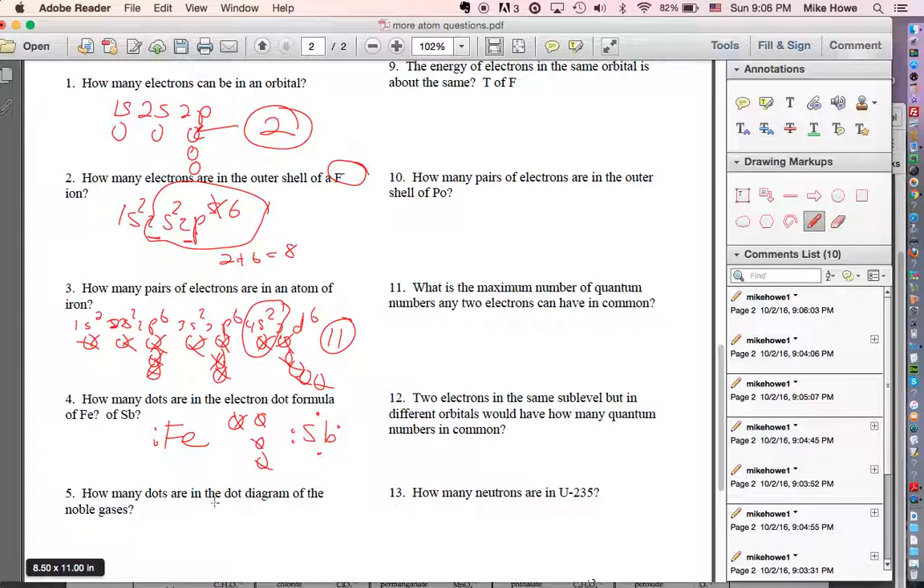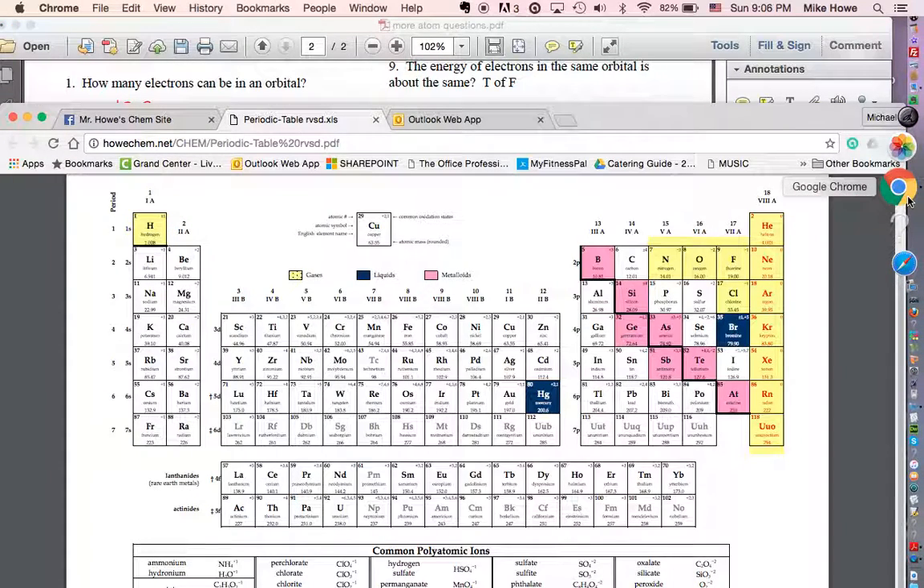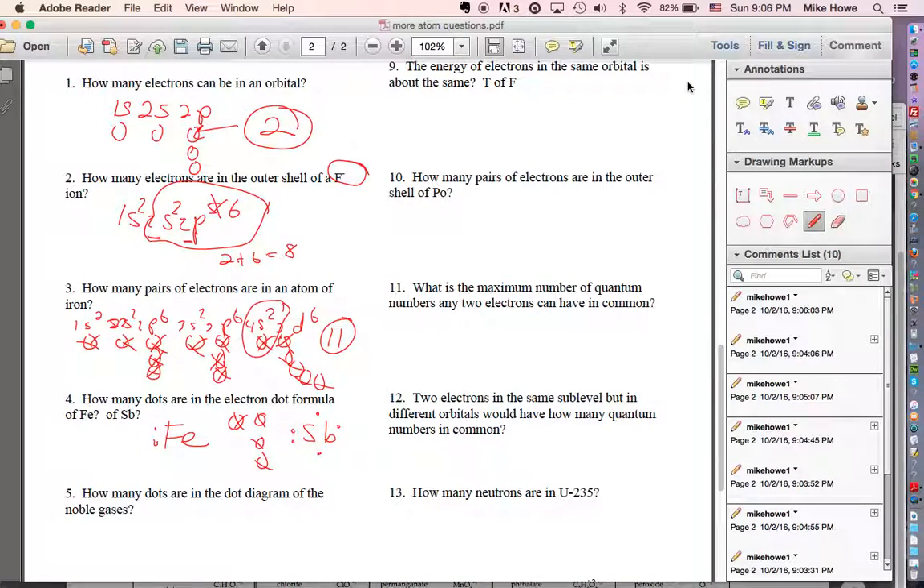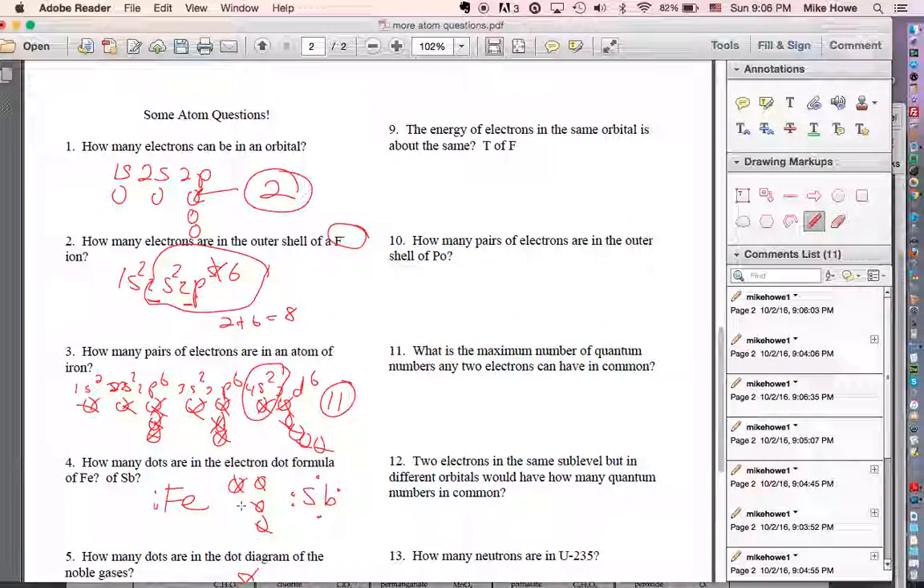Dots in the dot diagrams of the noble gases. Well, once again, you go back and look at the periodic table. So in the periodic table, there are 8 electrons in the noble gases. That didn't work so well. But anyway, these guys over here are the noble gases. So all except for helium, they have 8. So the answer there would be 8. And that brings us up to number 9.